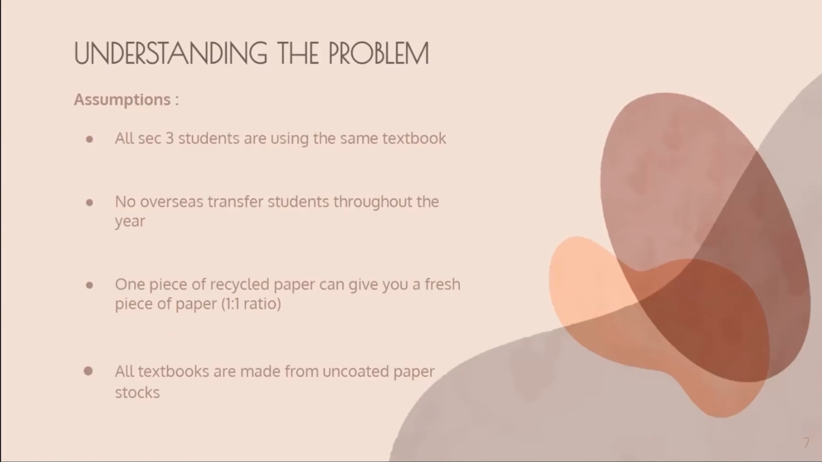We also had to assume that all students were using the same exact textbook. There were no overseas transfer students that came over to Singapore and bought the textbook. Every piece of paper recycled could give us one piece of paper in a 1-to-1 ratio, and that all books were only made from one type of recycled paper, uncoated paper stocks.